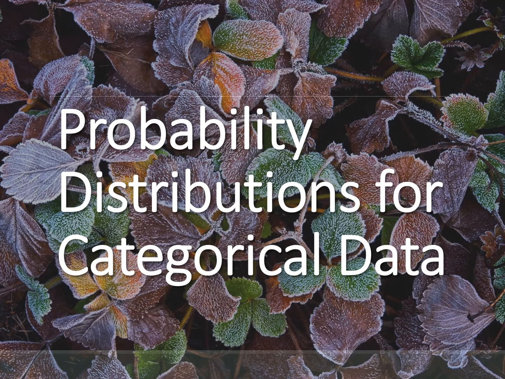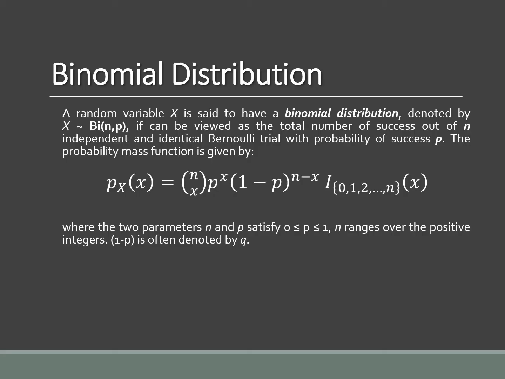So now we will go to some of the concepts in probability and inference that you need in the discussion of categorical data analysis. The first thing that you need to recall is the concept of the binomial distribution, because of course we are dealing with binomial kind of data, meaning there are two values, so we need the binomial distribution. A random variable X is said to have a binomial distribution, denoted by X ~ Bin(n, p), if X can be viewed as the total number of successes out of n independent and identical Bernoulli trials with probability of success equal to p.